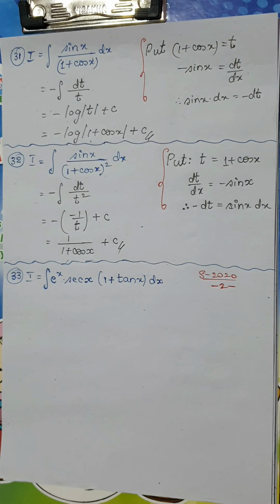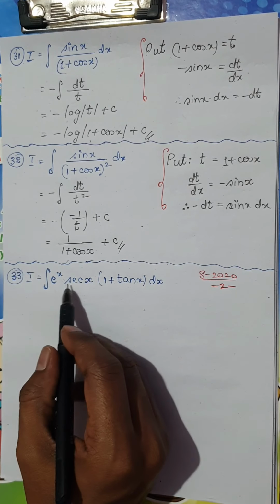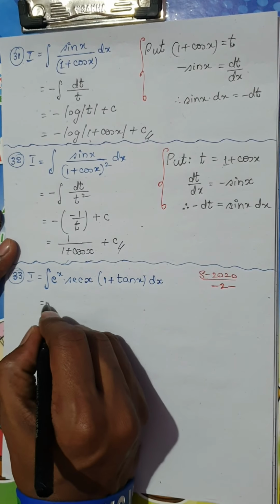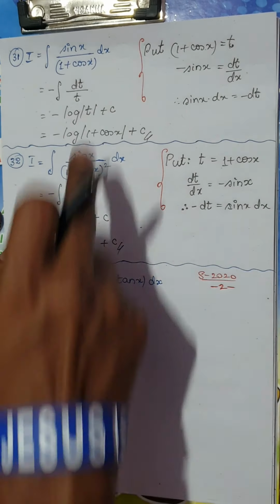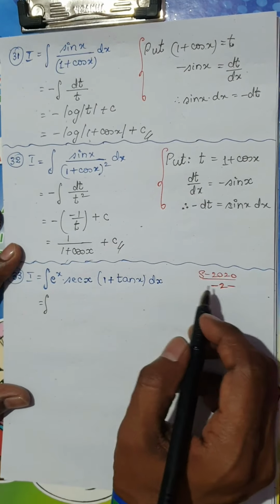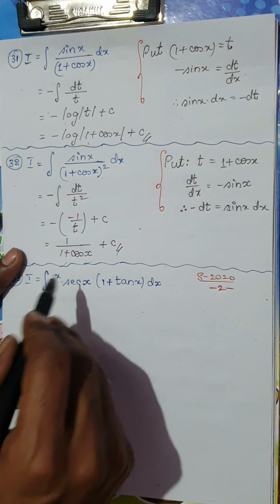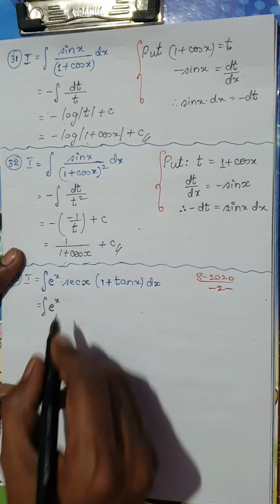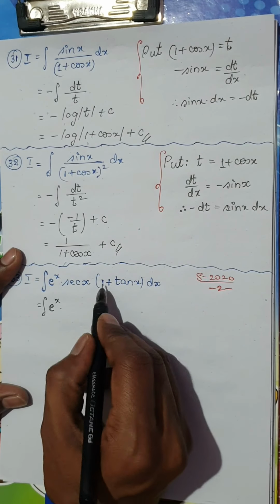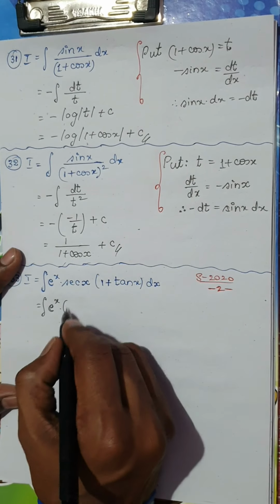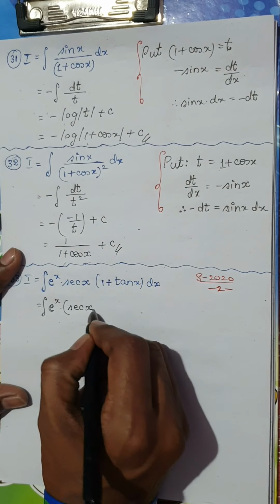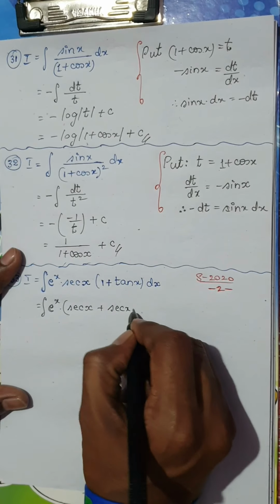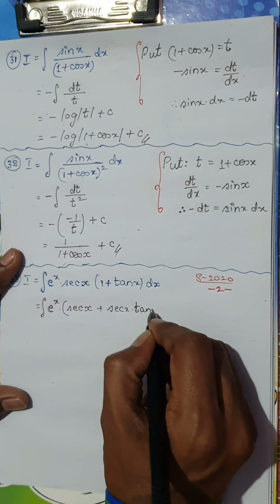Now the next question we have is the integral of e power x into secant x into 1 plus tan x. Now look here what happens. This question does not come under the substitution method, but they have asked it in the year 2020 for 2 marks. So this is a 2 marker question. Let us see what happens. So it is e power x, and I am just going to take secant x inside. So what I will get is secant x into 1, which is secant x, plus secant x into tan x dx.